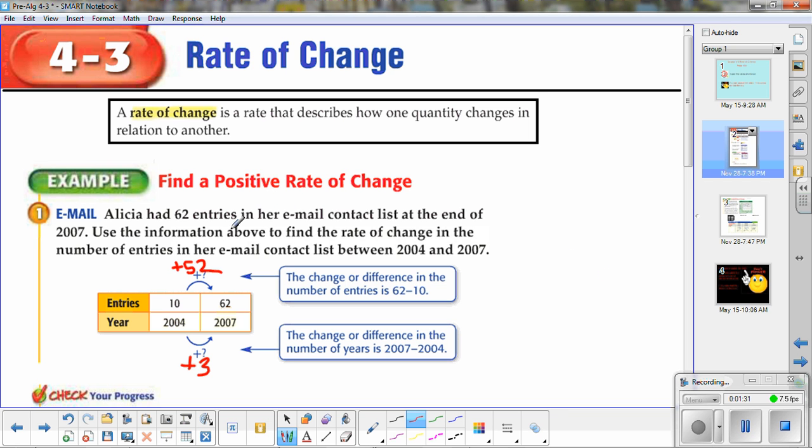So if we want the rate of change in entries over a certain number of years, it's 52 entries in 3 years, which if you divide by 3 to get a unit rate, that's about 17 entries per year. And again, you would do that by dividing by 3.